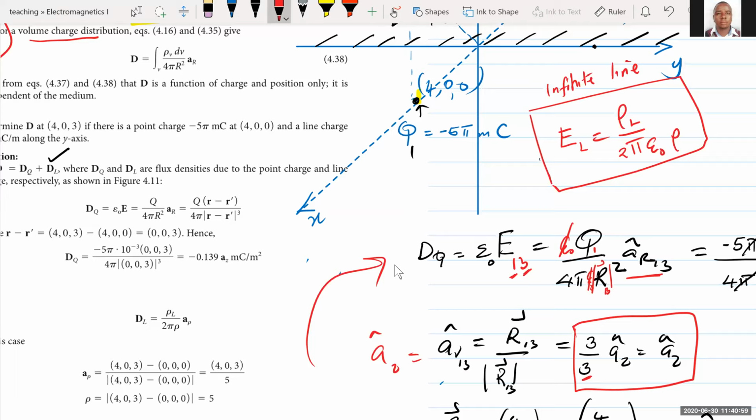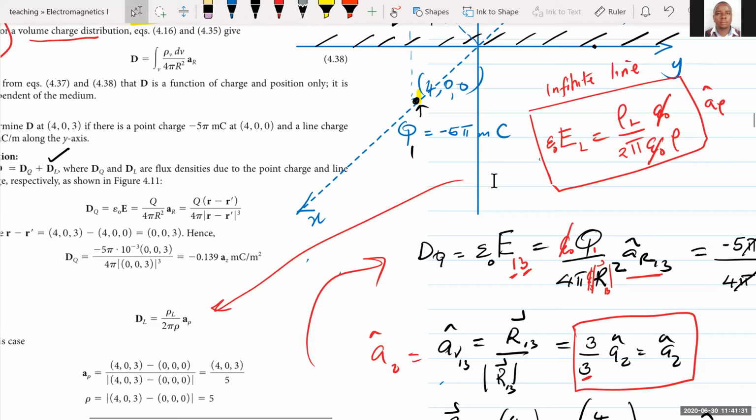Therefore, if we are to obtain the electric flux density due to an infinite line, you simply multiply with epsilon naught, and this goes. So nothing strange there. We are just using a formula that we have already developed in the past. So we end up with this formula right there. And we are now saying that, of course, it is in the direction of A rho, because the field is going to be pointed towards the radial direction of the line, and the radial direction is A rho.